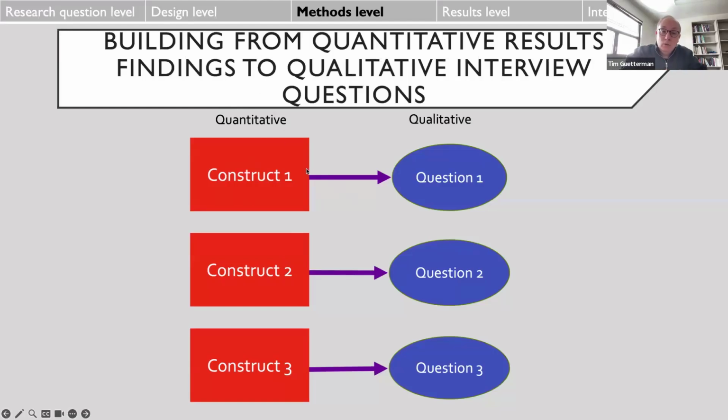But the idea is to be really systematic in terms of planning those qualitative interview questions so that you really are explaining what you want to explain. And that's the idea behind this type of building integration.